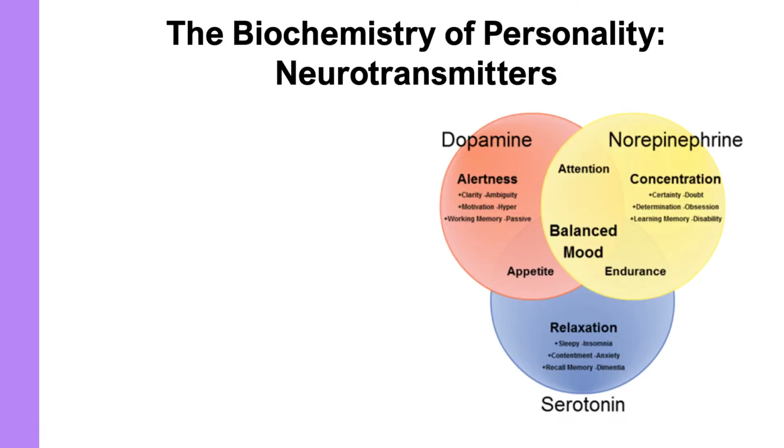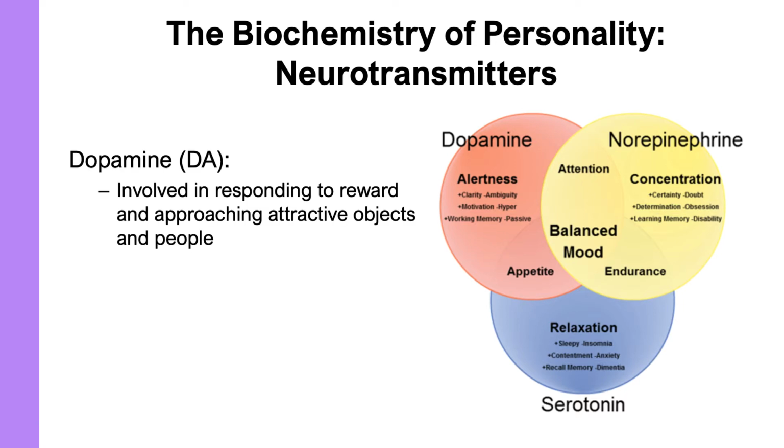And the first one is dopamine. Dopamine has been associated primarily with extroversion, but we know it's also been associated with another Big 5 trait, and that's openness.